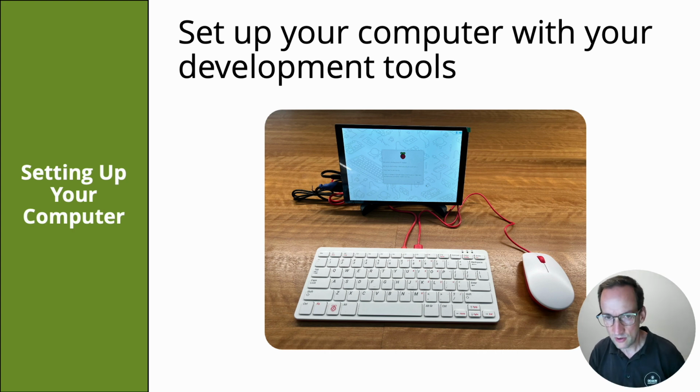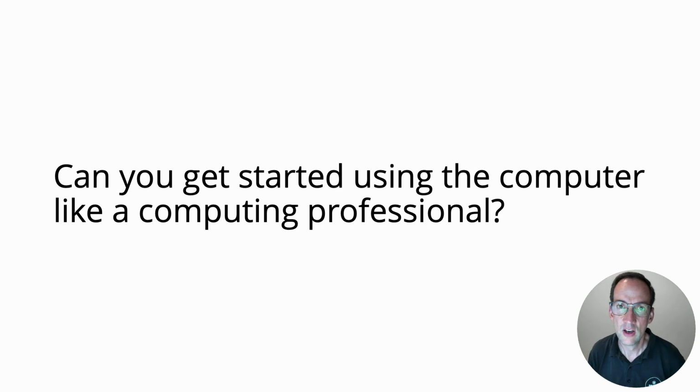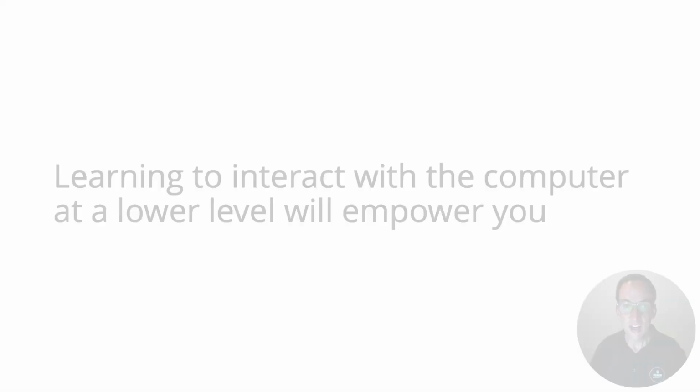You can get a very cheap Raspberry Pi and connect it to your TV if you've got a keyboard and mouse. That's what you need, and all of the rest of the tools are free and open source. You can download those. We have instructions for how to set that up. We also have the instructions for how to set this up on Windows, on macOS, and on other Unix variants if you're interested. So you can get started using your computer like a professional.